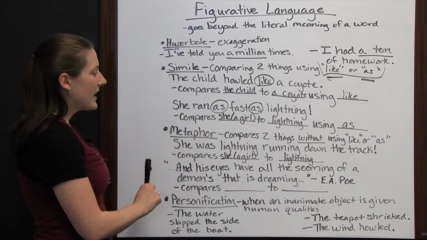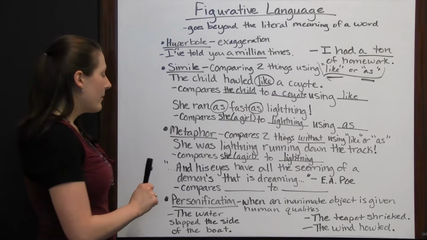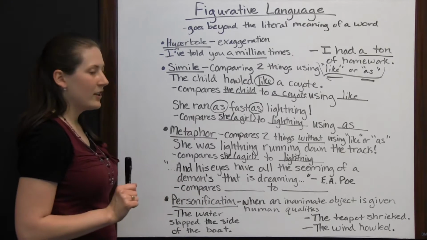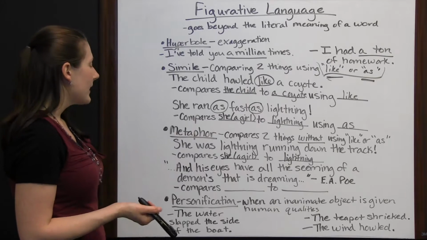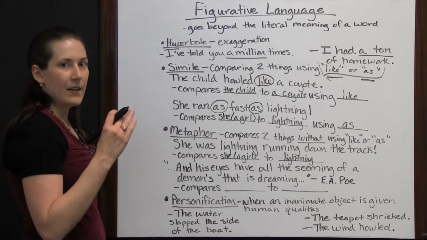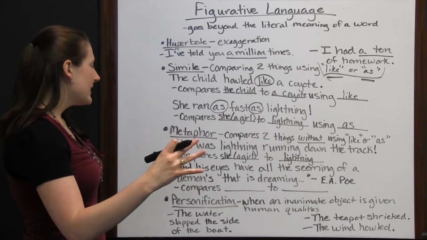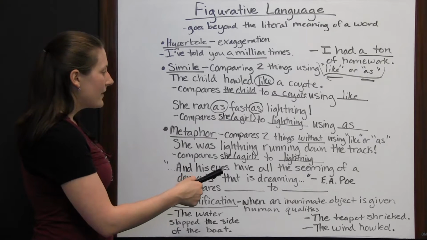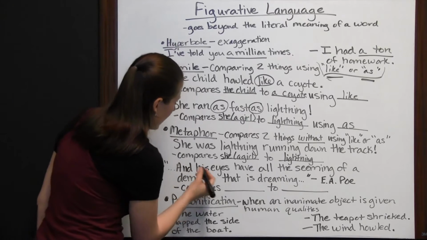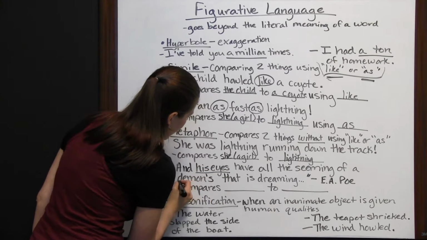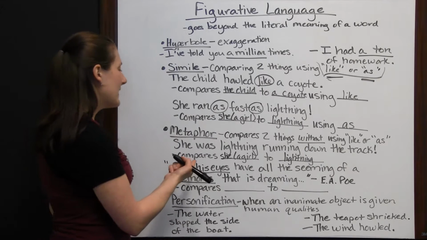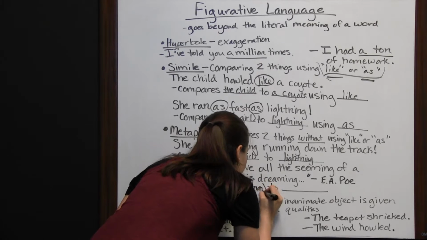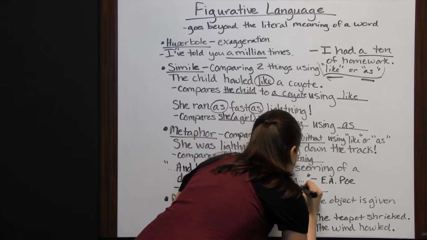Let's look at this. And this is an excerpt from Edgar Allan Poe's poem, The Raven. "And his eyes have all the seeming of a demon's that is dreaming." Now this one's a little trickier because it doesn't just come out and say, this was this, or this is this. Like here it said she was lightning. But it says that his eyes have all the seeming of a demon's that is dreaming. So we're comparing his eyes to a demon's eyes, which is basically comparing him, or a man, to a demon.